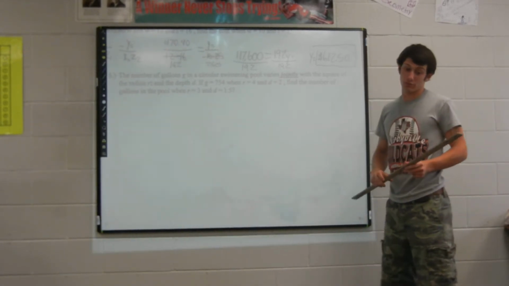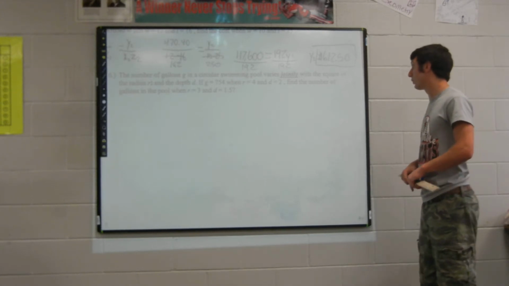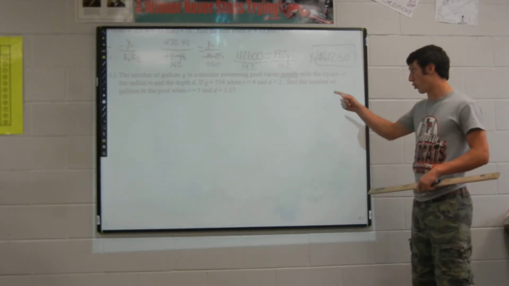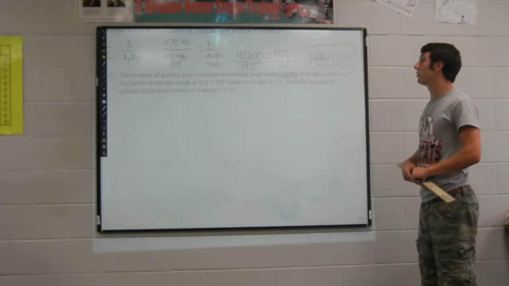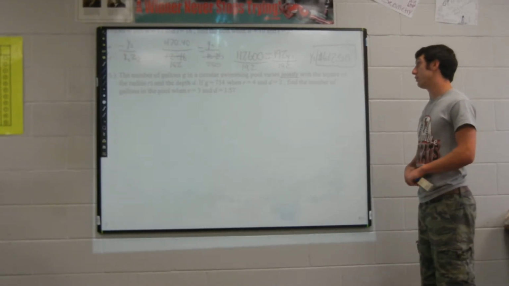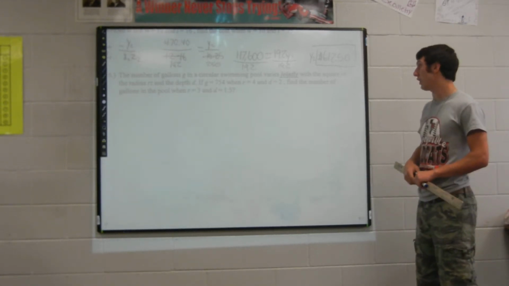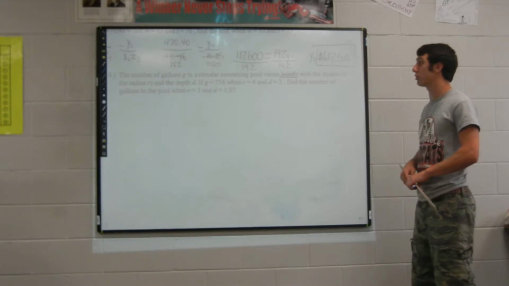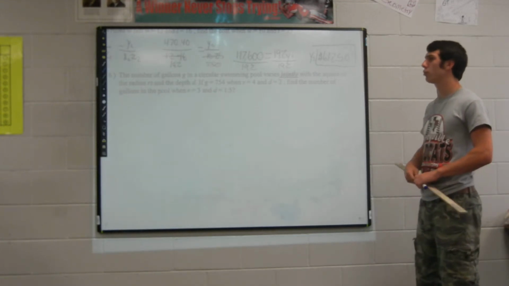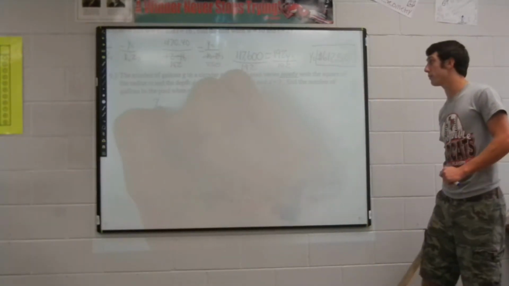I'm going to read this one. The number of gallons, G, in a circular swimming pool varies jointly, remember, with the square of the radius, R squared, and the depth D. If G equals 754 when R equals 4 and D equals 2, find the number of gallons in the pool when R equals 3 and D equals 1.5. Now, could you set up the formula for us, please, Big Cat?